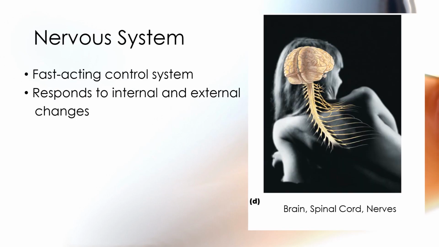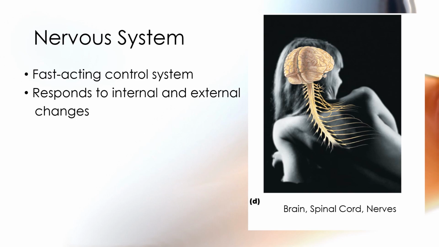So next is the nervous system. It's really our control system of the body, and it's amazing. It's very simplistic because we say it's responding to internal and external changes, whether that be something inside of you or something outside. Your nervous system is what is responding and making things happen, and it's very fast acting.